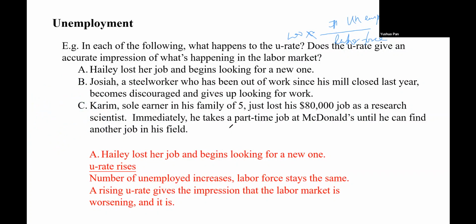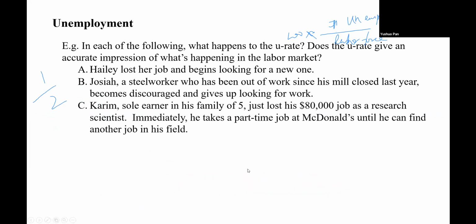Again, just imagine the initial unemployment rate is a half, and for part B, what happened to the number of unemployment, and what happened to the labor force. The beginning unemployment rate was a half, right? And let's see what happened to the number of unemployment.